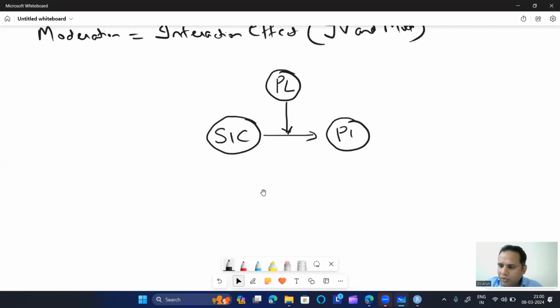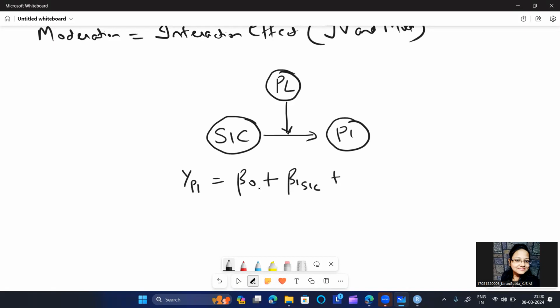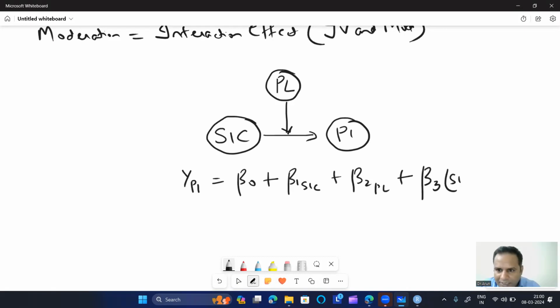Now, can you tell me the equation? What will be my Y? My Y will be PI equals beta naught plus, and then what will be my independent variable? Beta 1 SIC, plus what will be my beta 2? Beta 2 PL, plus what will be my beta 3? This will be beta 3 SIC into PL, plus some error term.